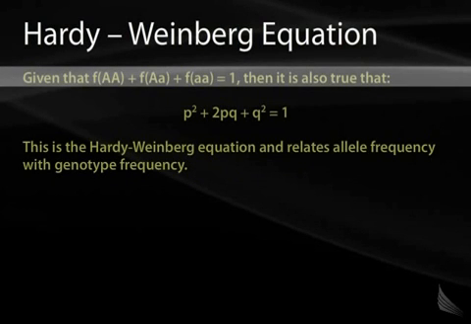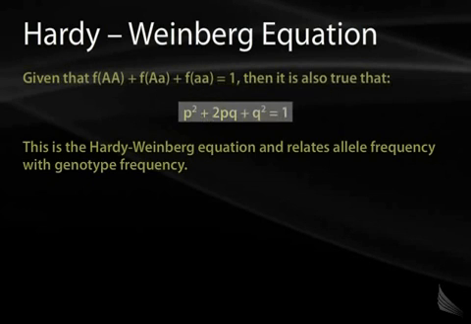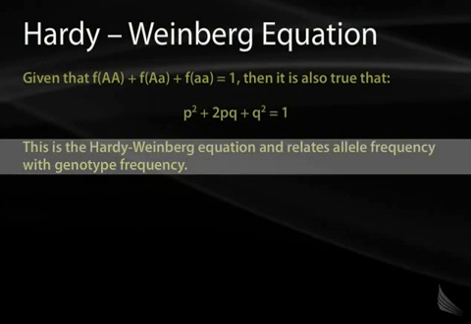Now this leads us into the Hardy-Weinberg equation. Given that the frequency of big A plus the frequency of heterozygosity plus the frequency of little a equals 1, then it is also true that P squared plus 2pq plus Q squared equals 1. That's just simple substitution. So this equation is what we call the Hardy-Weinberg equation, and it relates allele frequency with genotype frequency. So this is one of those equations that you're definitely going to want to be familiar with. P squared plus 2pq plus Q squared equals 1.